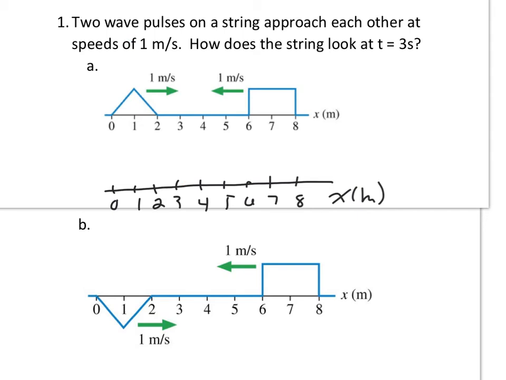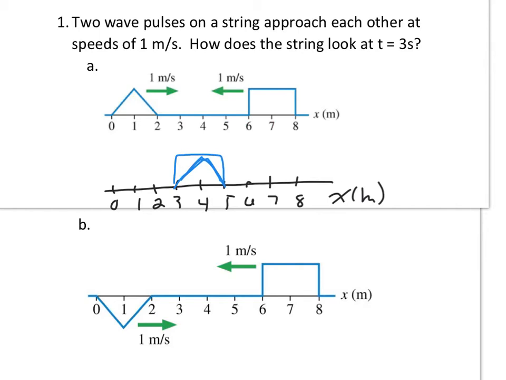So if at 0 seconds this was the position, in 3 seconds it'll be over here. So I'm going to redraw that wave here. The triangle moved to the right at 1 meter per second. At 3 seconds, that would be that wave's position. The rectangle was moving to the left at 1 meter per second. So after 3 seconds, it would have moved 3 meters. So the rectangle would be here. These are both positive amplitudes, so they're going to add. It would be constructive interference.